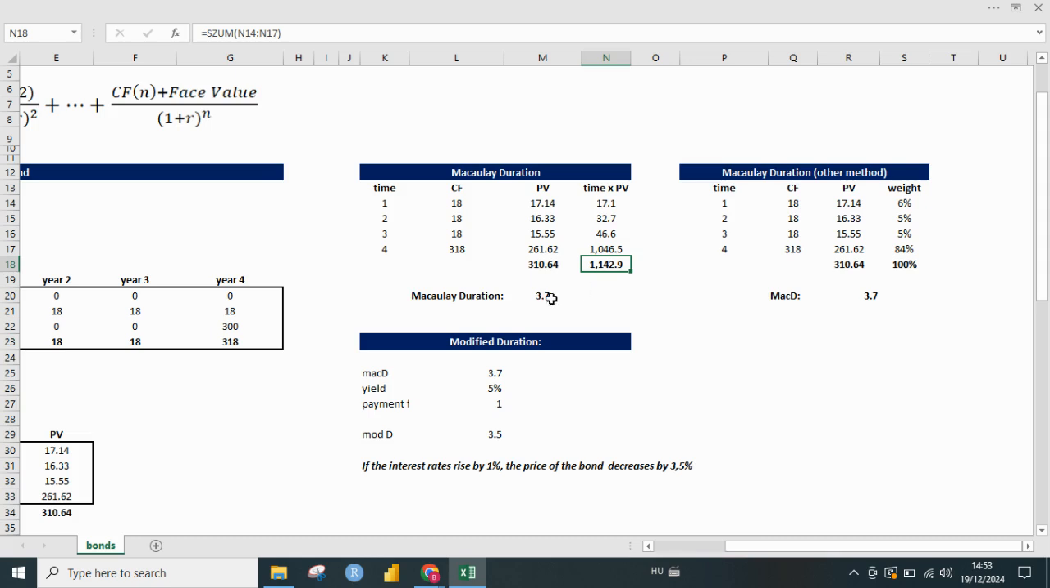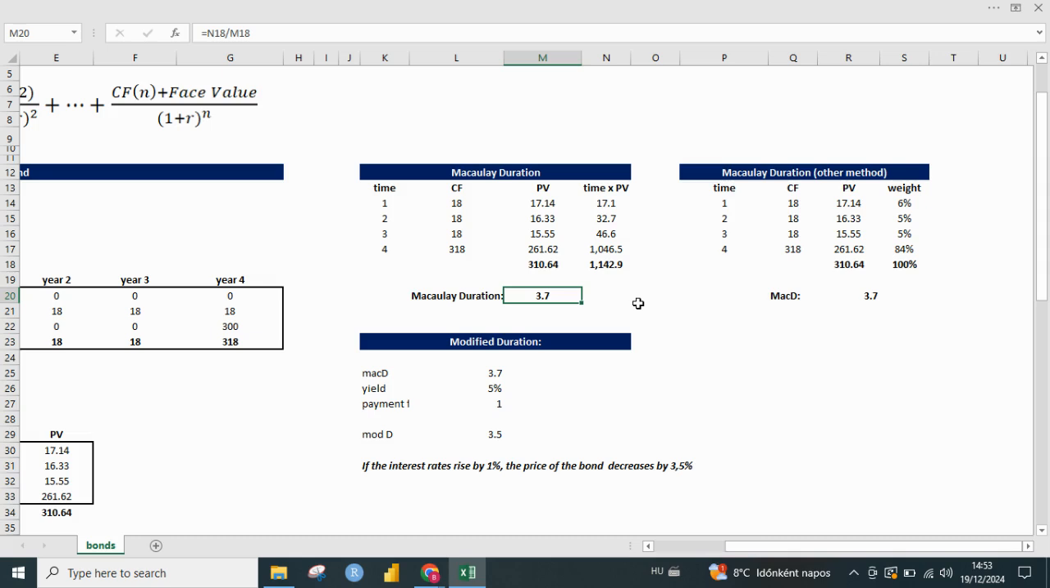And how do we get the Macaulay duration from this? Well, basically, we divide the time multiplied by PV by the present value, and if you want to simplify it, we just basically get a value of time. So 3.7 here means 3.7 years.